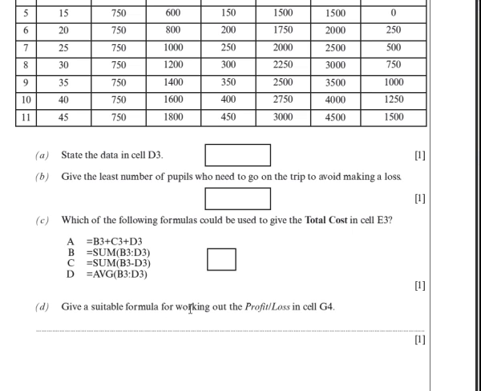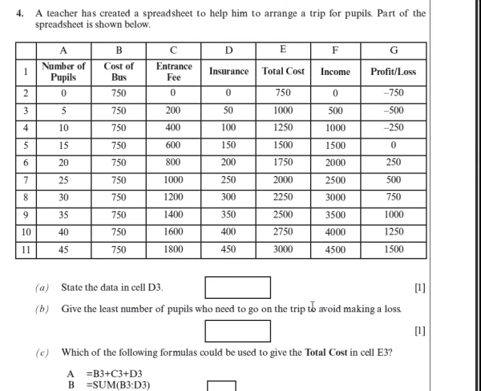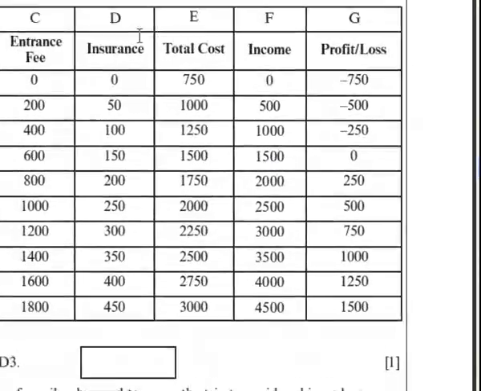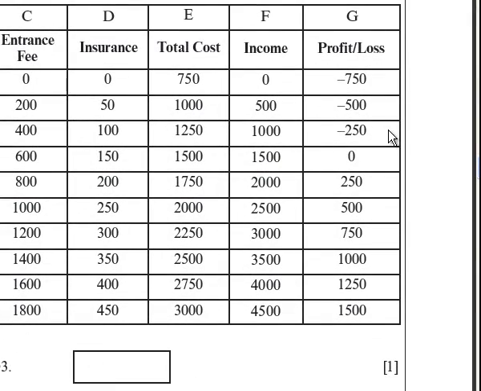Give a suitable formula for working out the profit/loss in cell G4. So let's straight away go to G4. Now, how do we work out the profit and loss? To work out the profit and loss, you get the income and you take away the total cost. Okay? If you're not sure of that, if you look at the table, you can very easily work out how this profit and loss is being worked out for each of these ones, as it gives you the correct answer here.